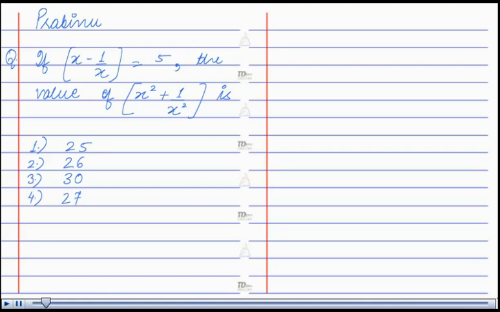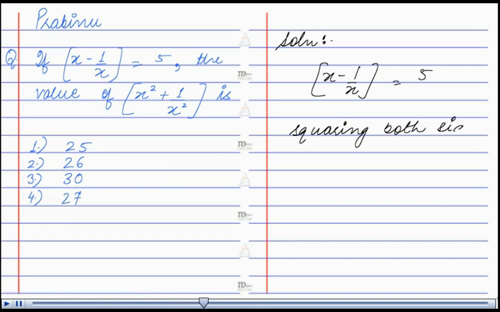Hello, I am Prabinu. The question is, if x minus 1 by x is equal to 5, then the value of x square plus 1 upon x square is solution. The given equation is x minus 1 by x is equal to 5. Now squaring both the sides, we'll get x minus 1 by x whole square is equal to 5 whole square.